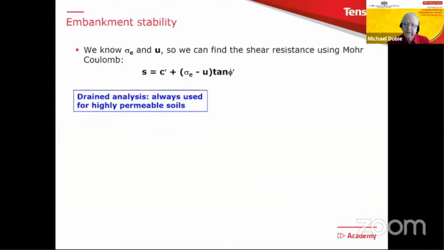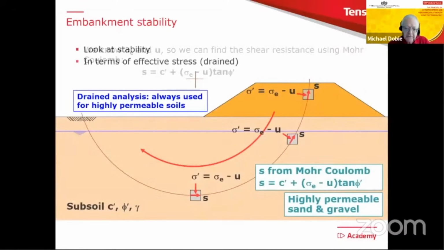So to do that, we're going to make use of what we call the Mohr-Coulomb relationship, which says the shear strength equals c dashed plus the effective stress times tan phi dashed. Just to remind you, we're looking at a drained analysis because this is what we're going to do with highly permeable soils. So we go back to our cross section, and this means that wherever we see the s, we can now calculate the sigma dash. And because we know sigma dash, we can put that into the Mohr-Coulomb equation, and we can find those resistances. Just to remind you, we're calling this the drained analysis.